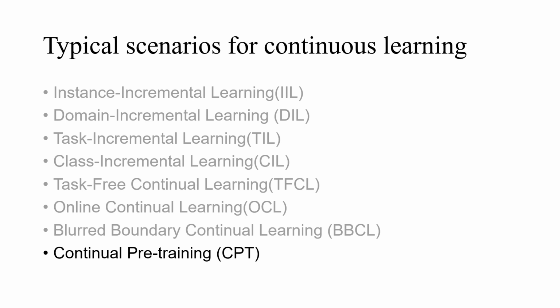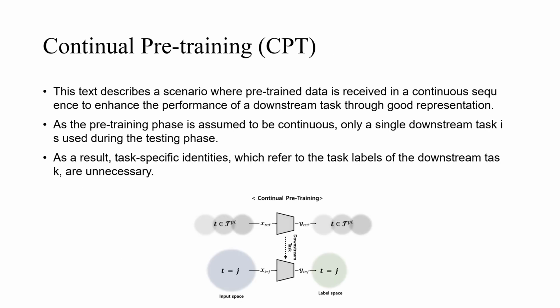And then the final one is continual pre-training. It can be defined by this sentence. This text describes a scenario where pre-training data is received in a continuous sequence to enhance the performance of downstream tasks through good representation. And as a result, task-specific identifiers, which refer to the task level of the downstream task, are unnecessary.